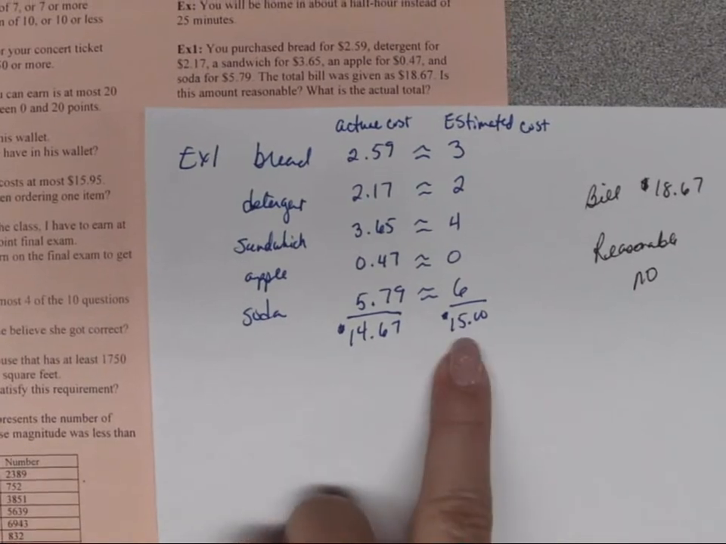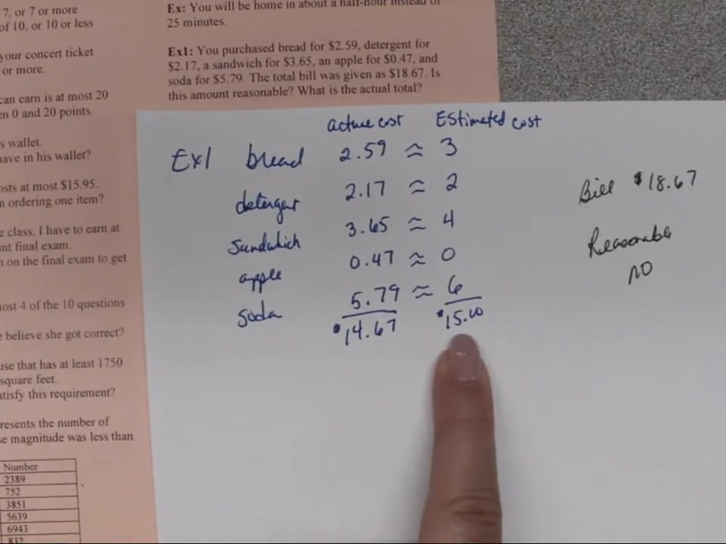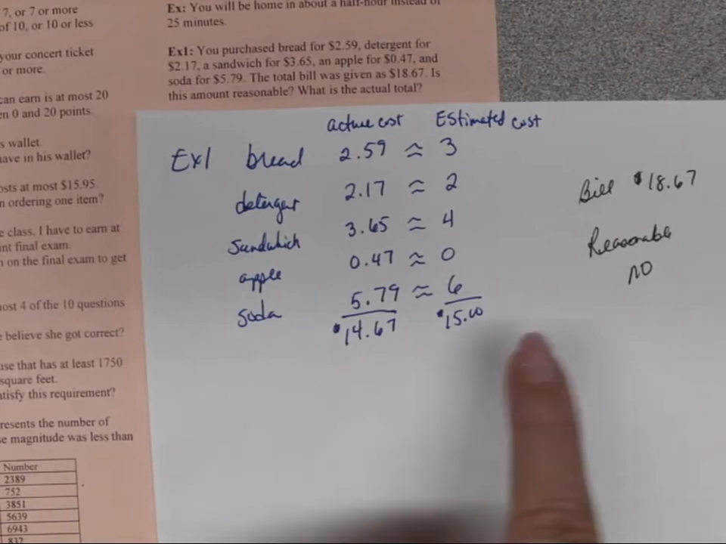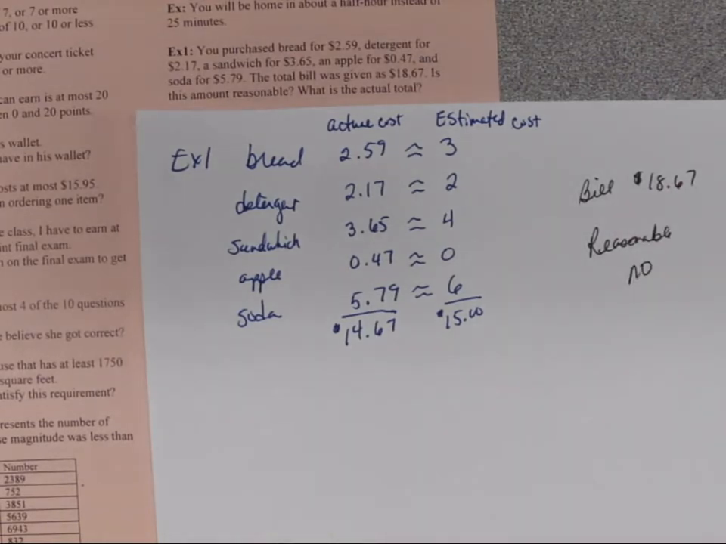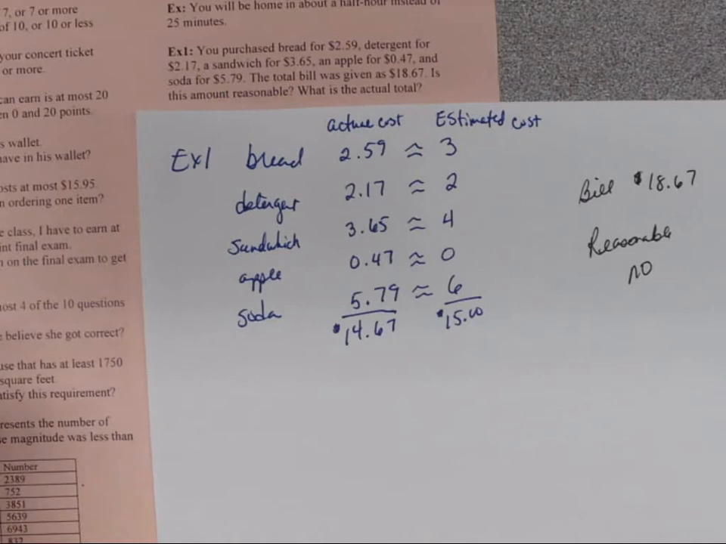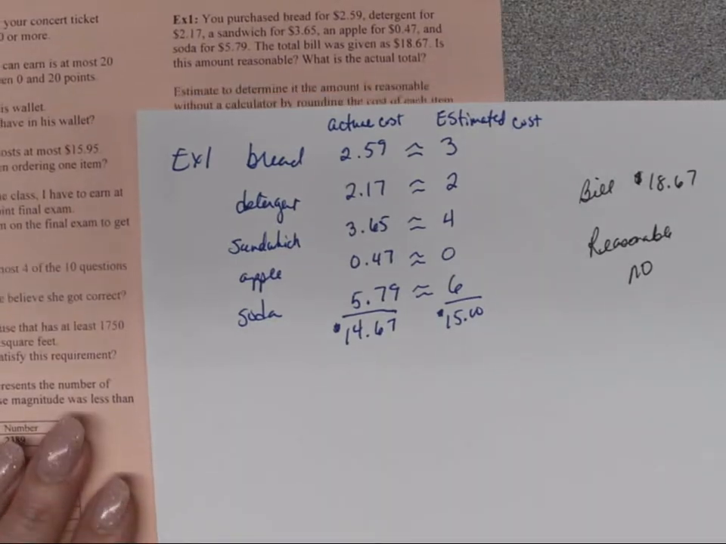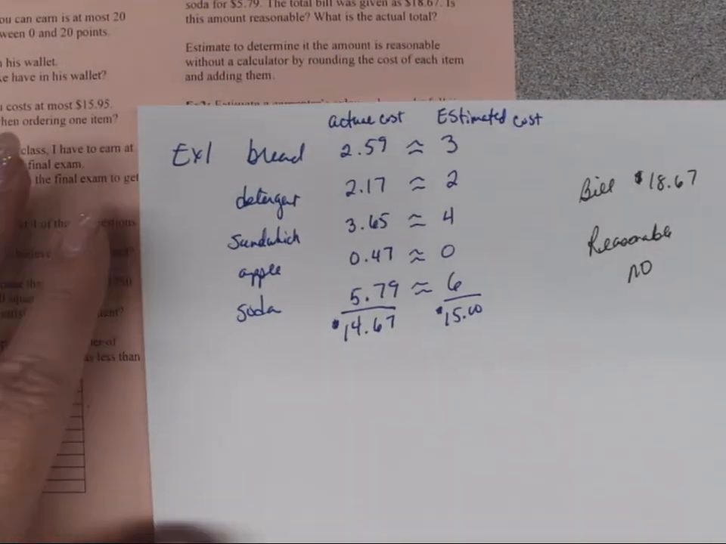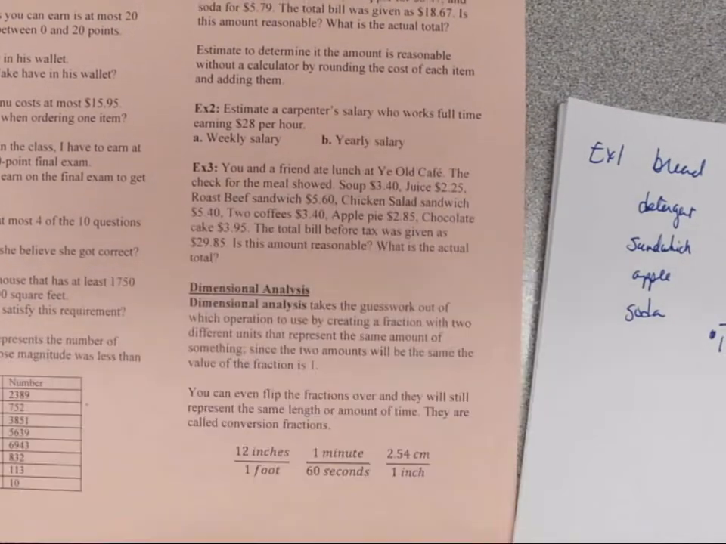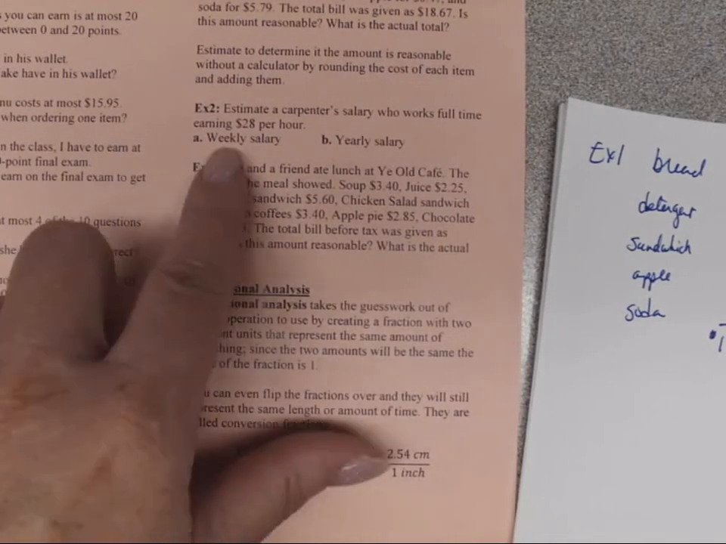Was our estimation reasonable? Our estimation of the cost was reasonable because it's within a small amount of money. But if we're looking at only $20 or less, $4 is way off on what we should be looking at. So here we're going to answer that to be no. All right, we can estimate to determine the amount is reasonable without a calculator by rounding the cost of each item and then adding them, which is what we did.